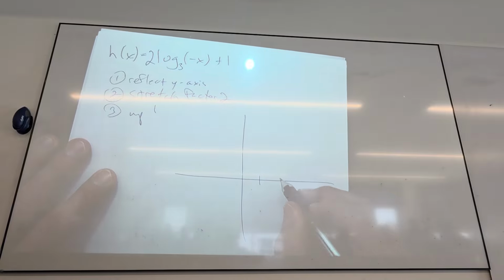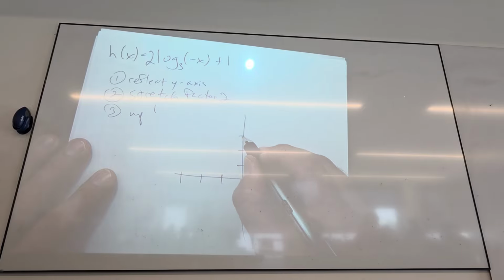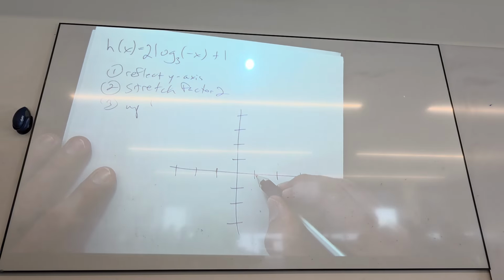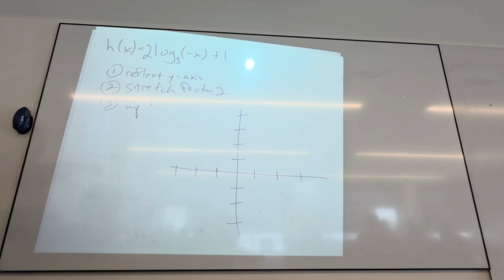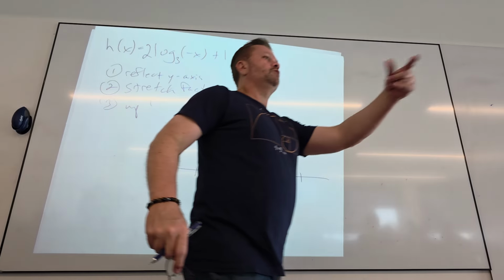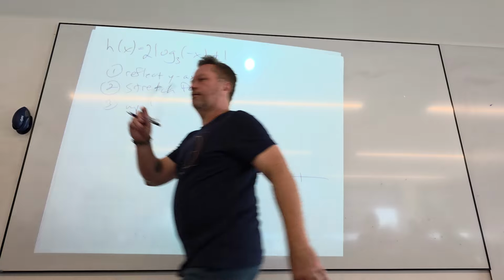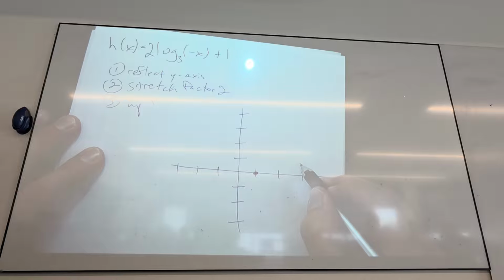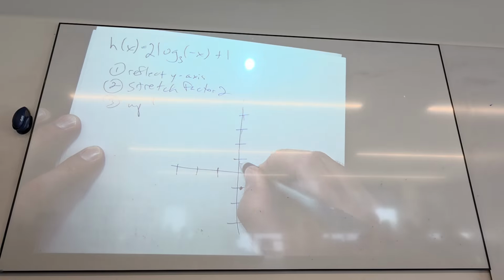So, the 3 anchor points that you want to do for any log function, it'll always go through (1, 0). Any base log function will always go through (1, 0). Because when you plug a 1 in, you have to raise the base to a 0 power to make it become 1. Then it goes through (base, 1), because when I plug a 3 in, it takes one of them to make 3. And then it goes through (1 over the base, -1). So you always have those 3 points to mess with.